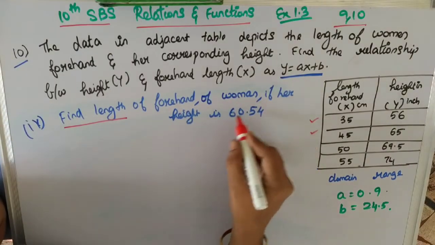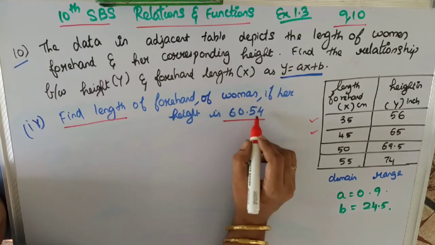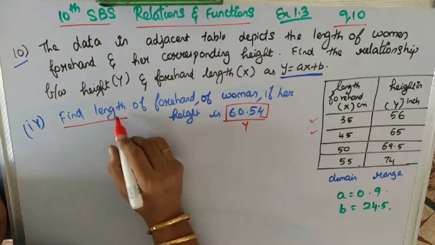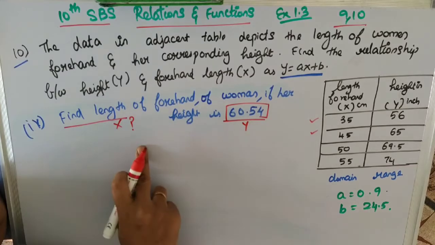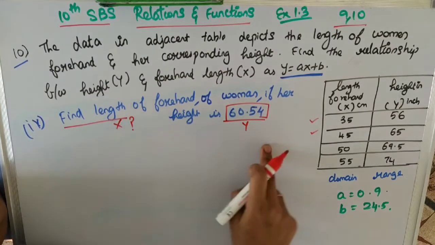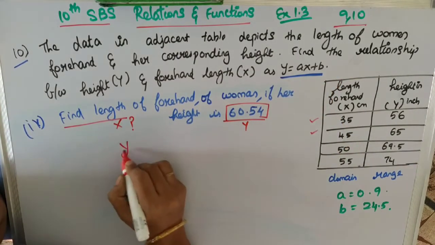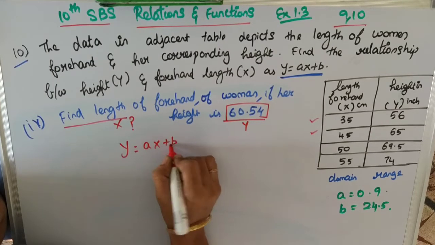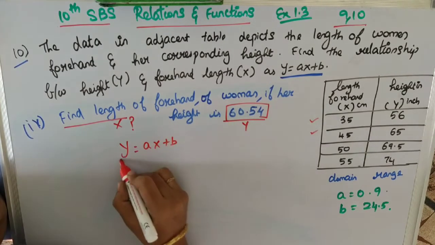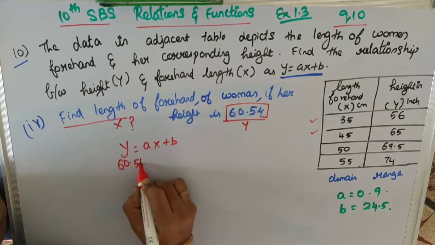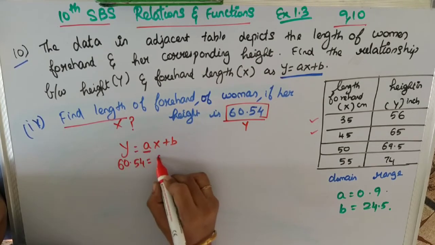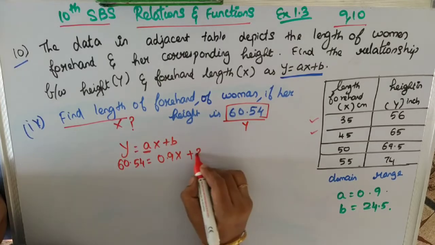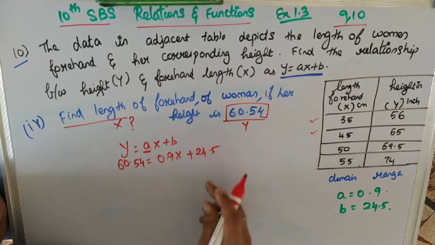We have to find the length of the forehand of a woman whose height is given. So height is 60.54. So what is height? y, isn't it? So y is given and we have to find x. We already know a and b. So it's very simple. First let's take the relation. y is equal to ax plus b. What is y? 60.54. Okay, what is a? 0.9. x we have to find. Plus what is b? 24.5.